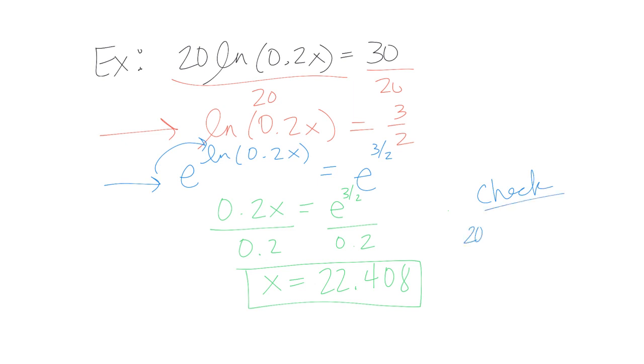All right, so I'm going to have 20 times the natural log of 0.2 times 22.408. Does that equal 30? And this is just something I'm going to check on my calculator since I really don't know what the natural log of that value is in my head. So I'm just typing it into my calculator, making sure that I get the other side or at least very close to it, because there will be some rounding, and I got 30 for this actually because I used the whole number. So we're good.